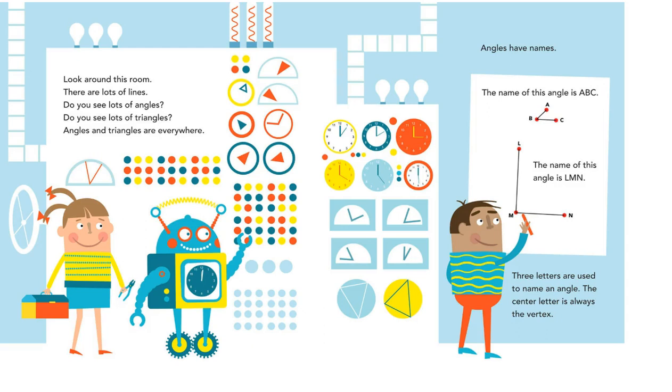Angles have names. The name of this angle is ABC. The name of this angle is LMN. 3 letters are used to name an angle. The center letter is always the vertex.